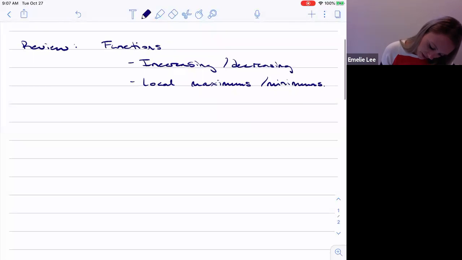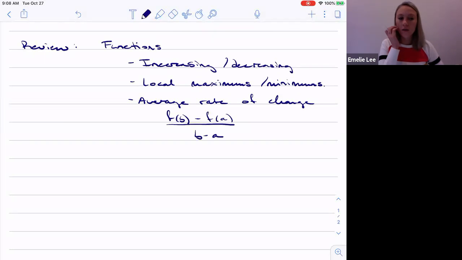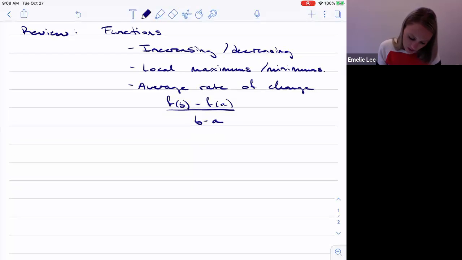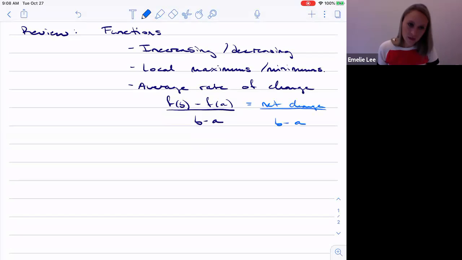Then we talked about the average rate of change, which is f of b minus f of a over b minus a. Right? How much did the output values change? So how much did the y values change over how much did your x values change, right? And so your average rate of change is also the net change over b minus a, right? Net change we introduced earlier, but just so it's there.